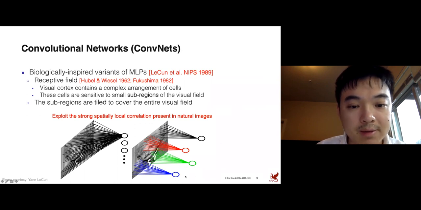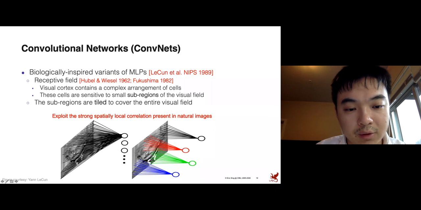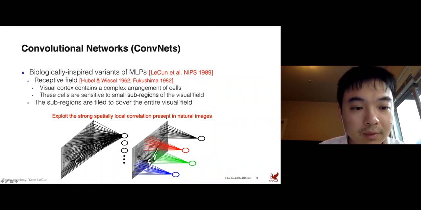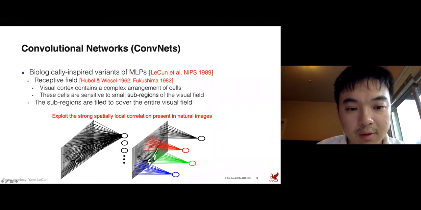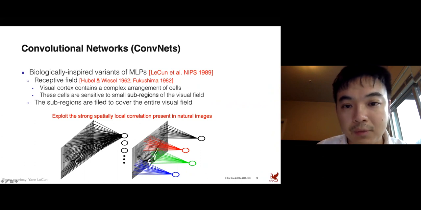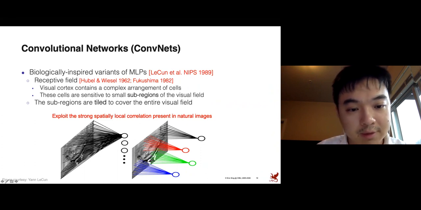Convolutional networks are basically inspired by this. We have different cells, or neurons, and at least one particular neuron is sensitive to a small subregion of the inputs, like this raw image. This neuron is sensitive to this particular region of the image, and these subregions are tiled to cover the entire visual field. So this network exploits the strong spatially local correlation present in natural images. Different neurons are sensitive to different subregions, and in this image, you can see these local features.